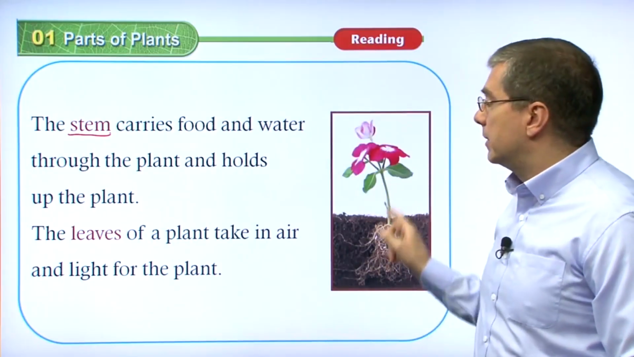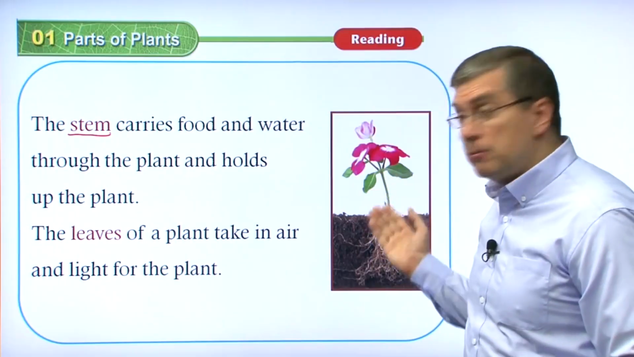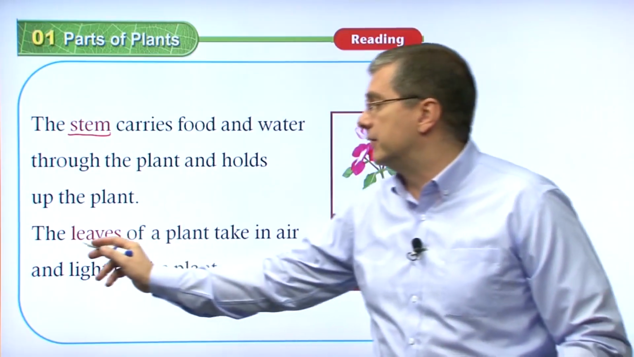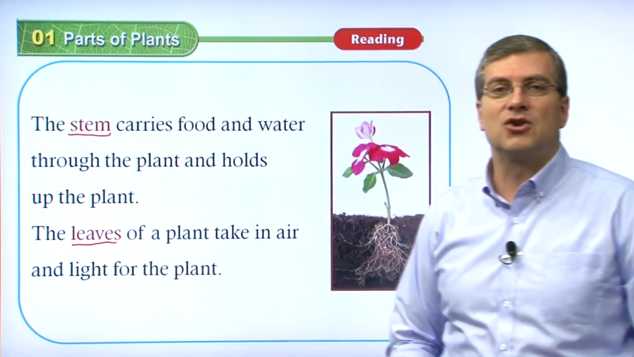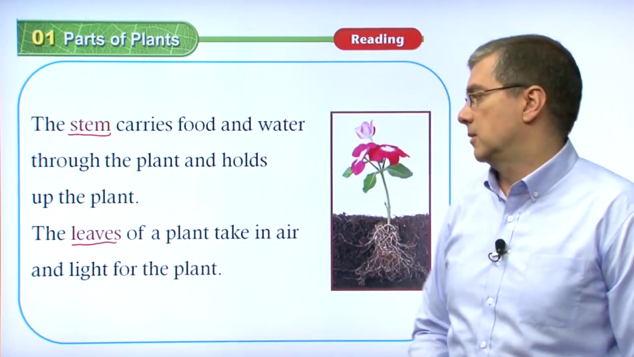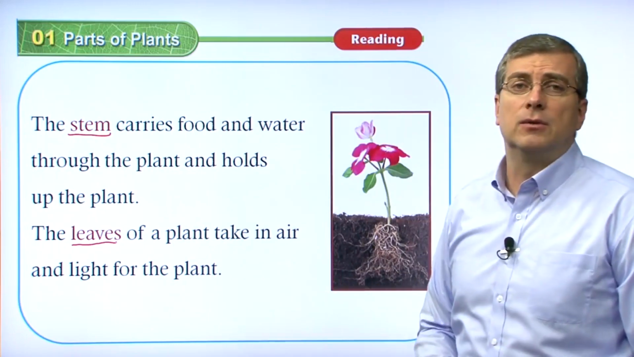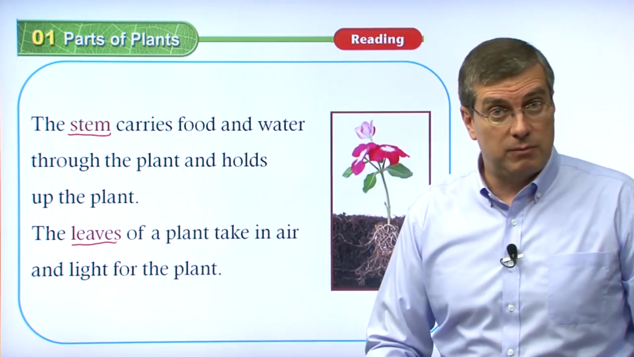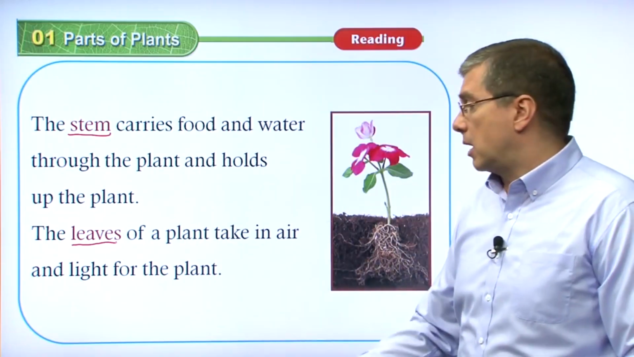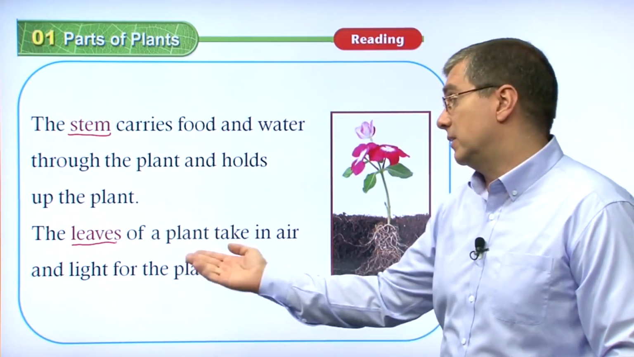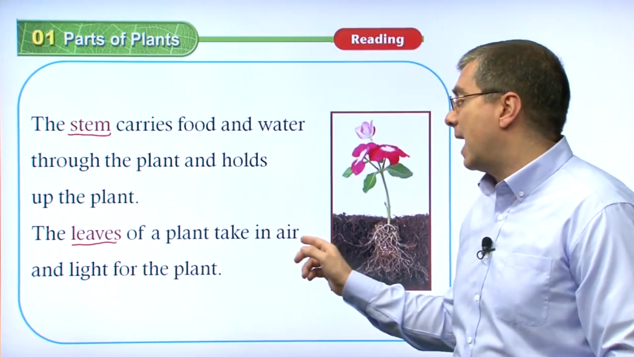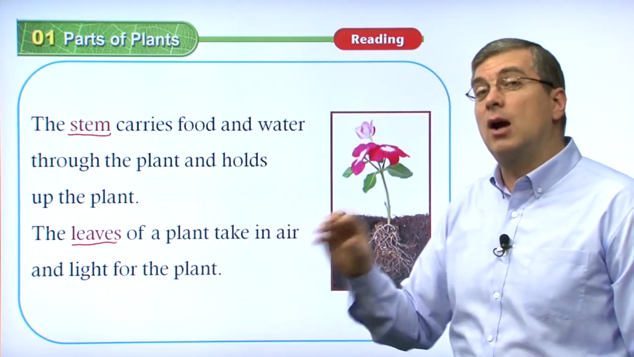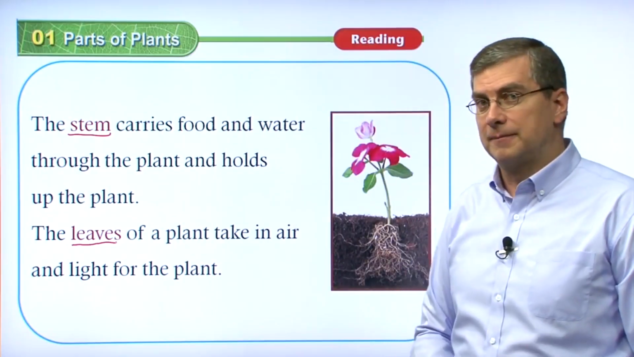So we've talked about the stem. The next part, moving up, what's the next part? We can see that they are the leaves. Remember the pronunciation, leaves. Okay, so the leaves, what do they do? We've talked about what the roots do. We've talked about what the stem does. Now it's time to talk about what the leaves do. They take in air and light for the plant. So the leaves take in air and light for the plant.